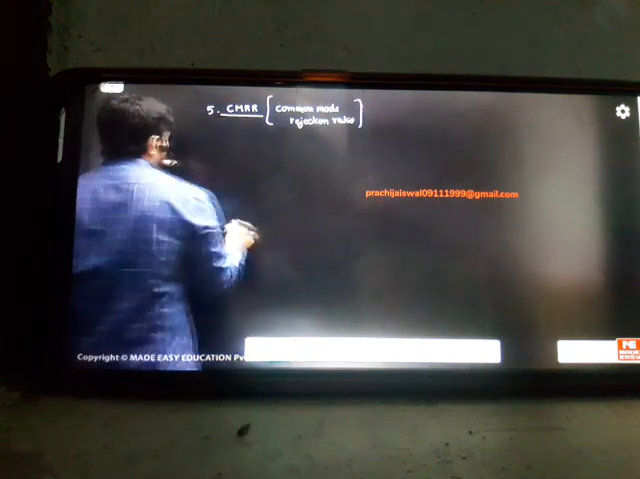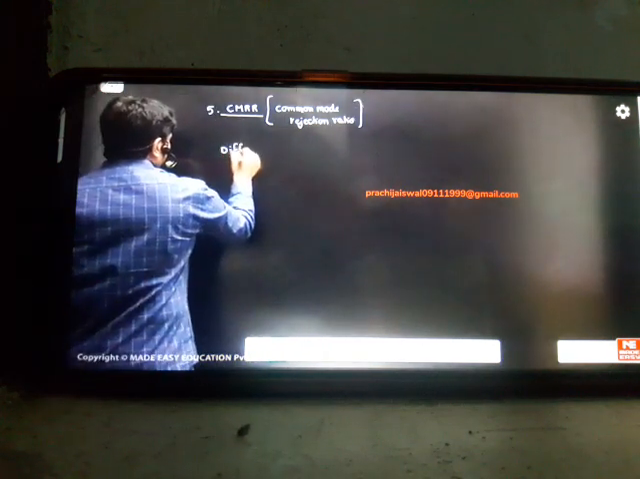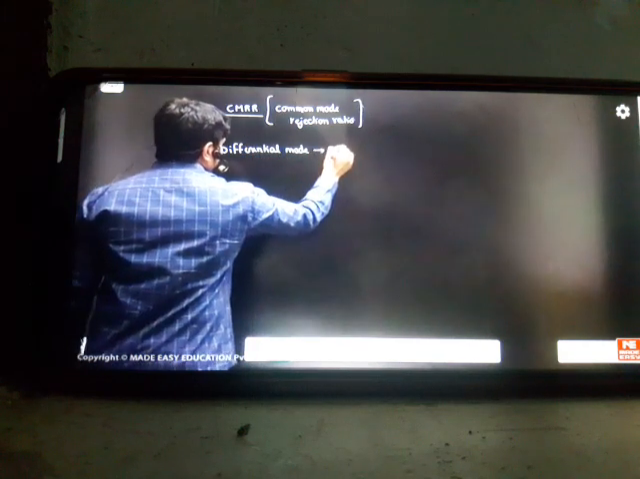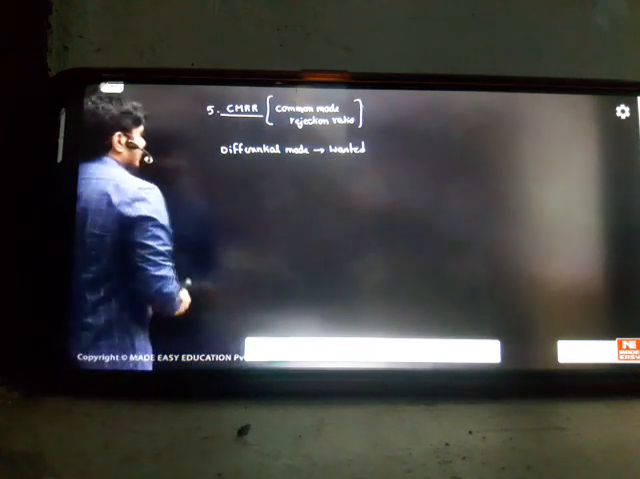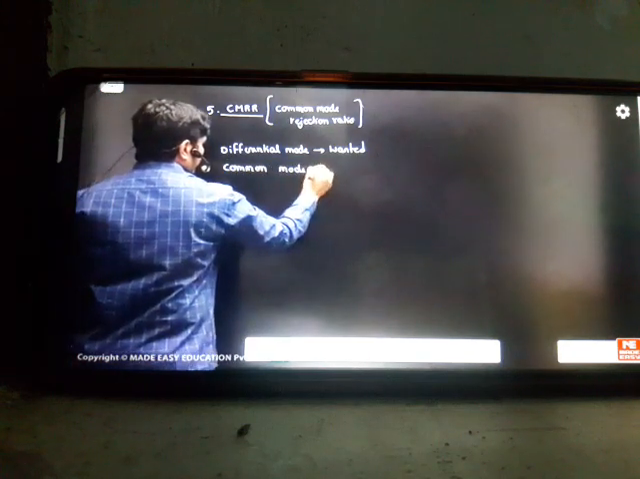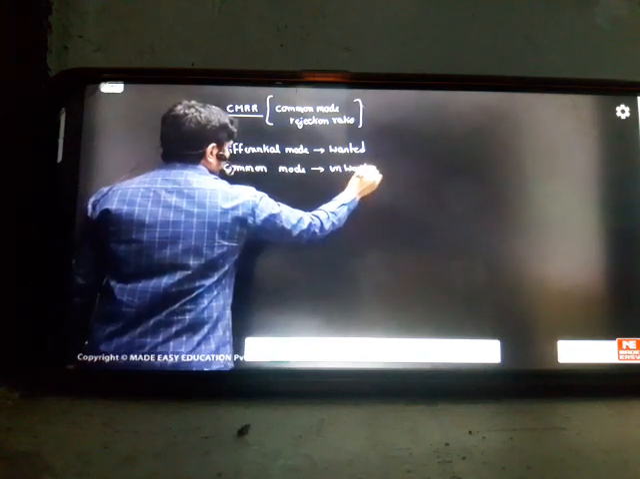Actually in op-amps, operational amplifiers, differential mode is wanted. We want this. This is wanted. But common mode, whatever the characteristics you got, is unwanted. So these are the differences actually.